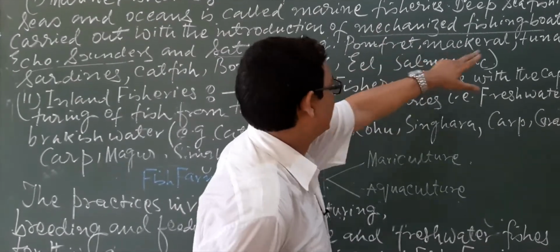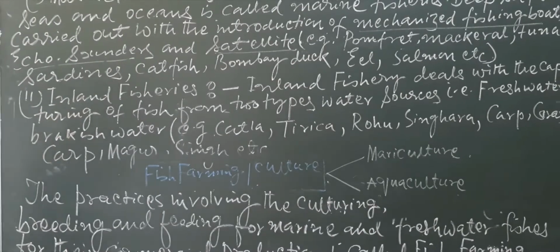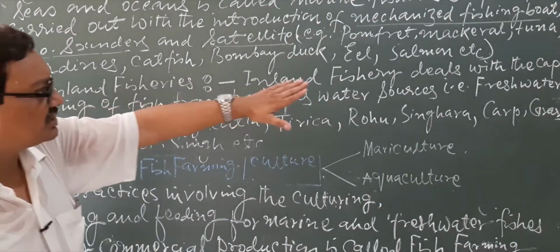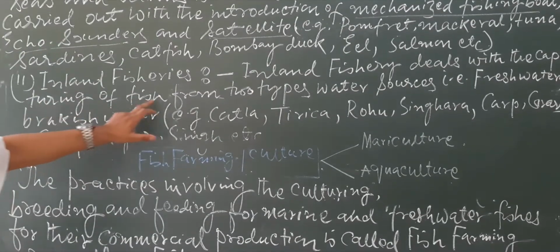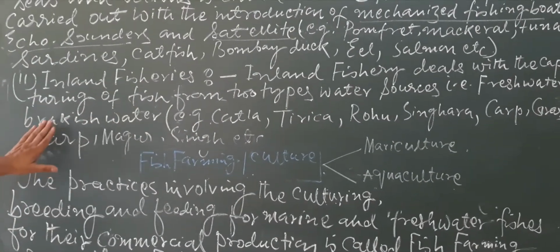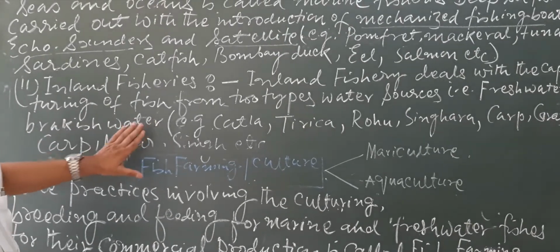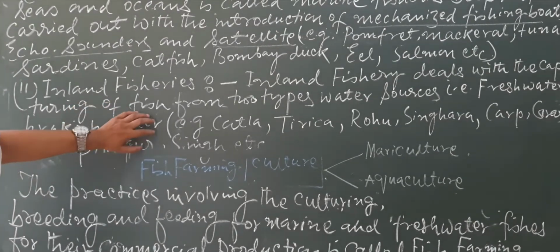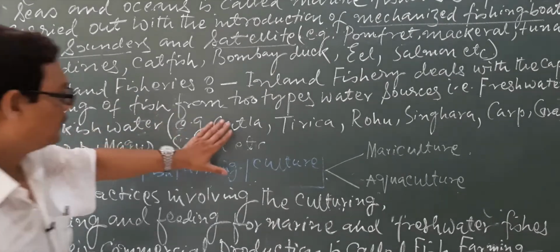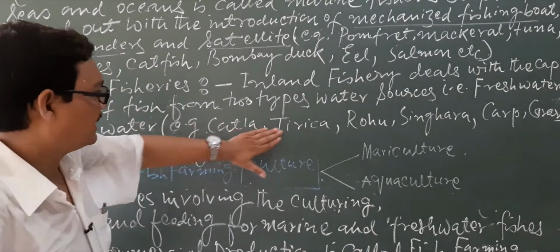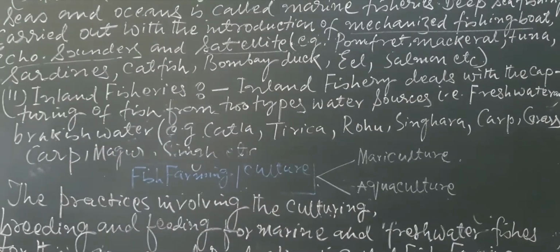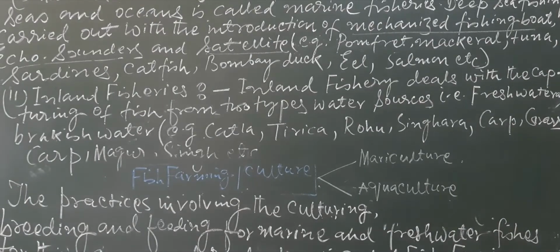So here are some examples for the sea, marine, and here in case of inland fisheries, inland fishery deals with the capturing of fish from two types of water sources, the fresh water and brackish water. Brackish water, where the fresh water and the sea water are mixed together, is known as brackish water. And here the common examples are given, like katla, terika, rehu, singara, carp, grass carps, mangur, singhi, etc.